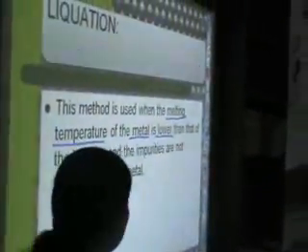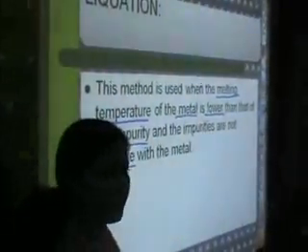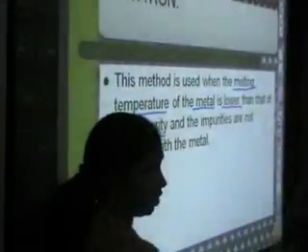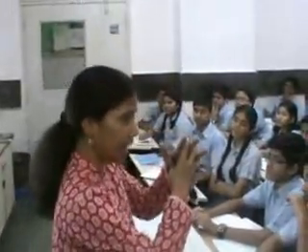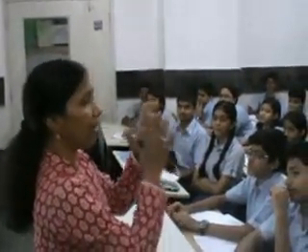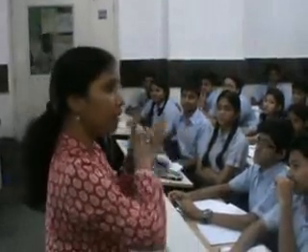Alright, what do you mean by miscible? The word miscible? Anushka? One liquid does not mix with another liquid. Okay, very good. We already know the concept of miscible and immiscible liquids. So even after you have got both of them in the liquid state, the impurity and the molten metal will still not mix together.